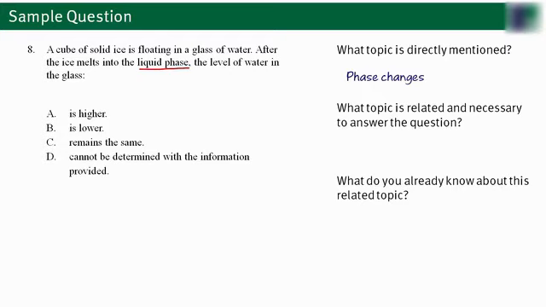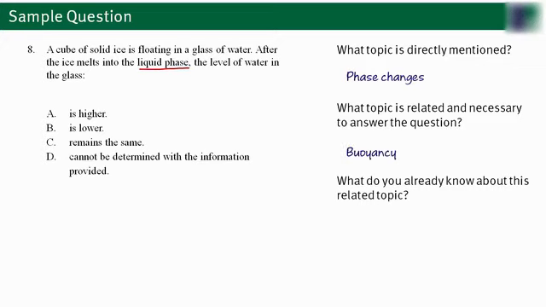And the types of science knowledge that connect to phase changes are things like heat of fusion and Q equals mL and all of that. But because this question asks us about the level of water, and that's where the final answer comes from, what we really are going to be using to answer this question is buoyancy.